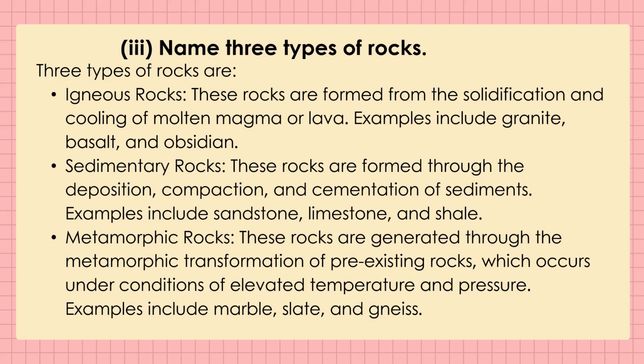Then the third one is metamorphic rocks. These rocks are generated through the metamorphic transformation of pre-existing rocks, which occurs under conditions of elevated temperature and pressure. The examples include marble, slate and gneiss.